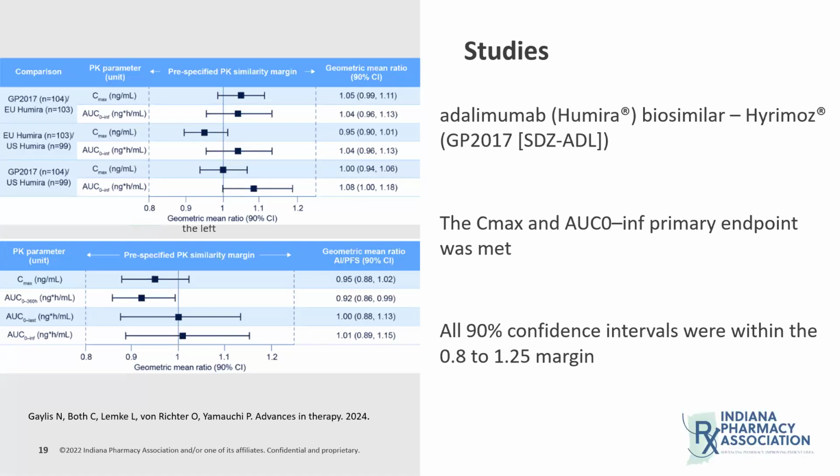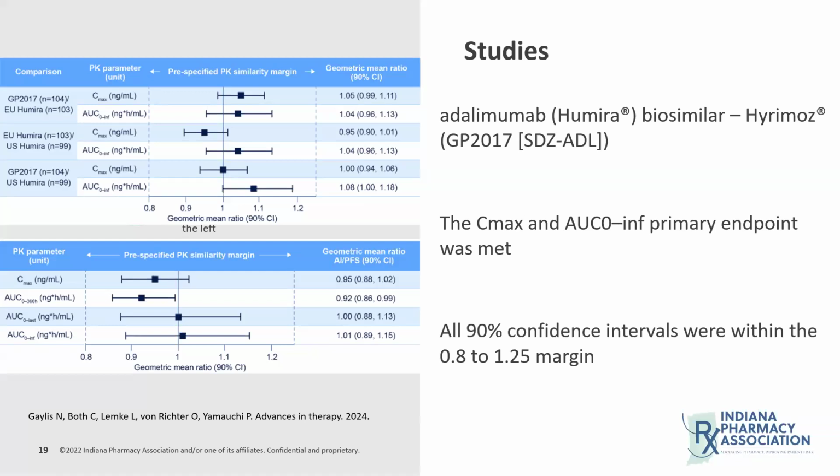With this example on the slide, as long as our confidence intervals, which are represented by the squares with the lines coming out of them, are not crossing our margins of 0.8 all the way to the left to 1.25 all the way to the right, they can say they are similar enough in terms of pharmacokinetic data, which in this case, they could.